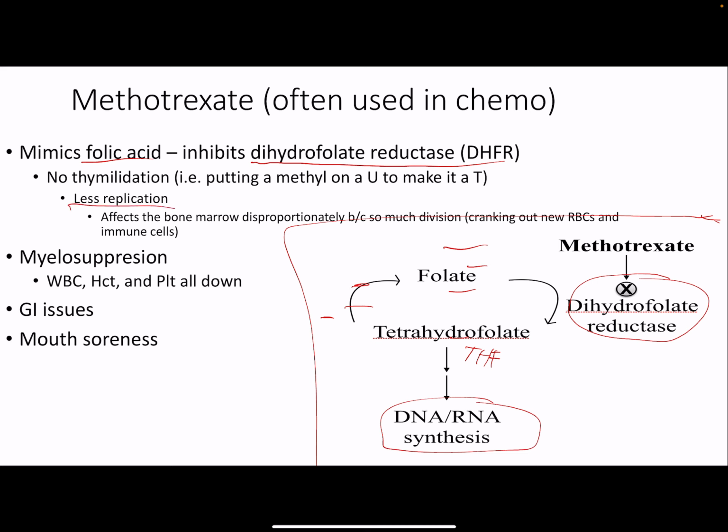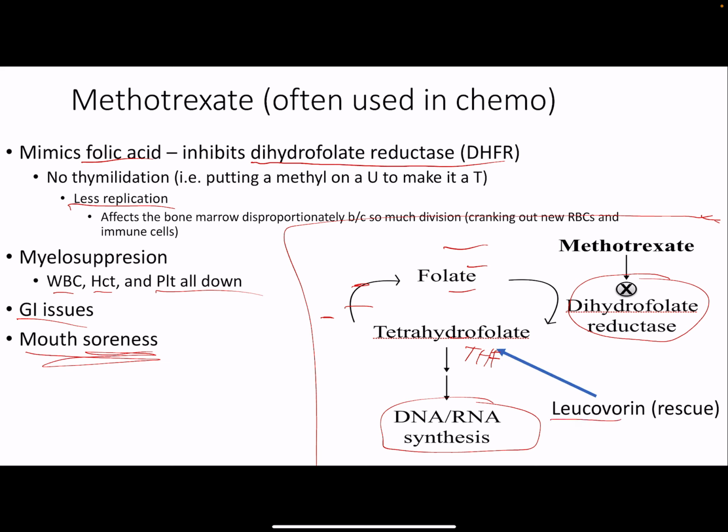Now, if you have less replication, again, who does this affect more? It affects cancer cells, yay. It also affects bone marrow cells, maybe yay, maybe not. Myelosuppression, so your white blood cell count, your hematocrit, that's your red blood cells, your platelet count, all of these will be down. And also your GI also replicates a lot. So this will cause GI issues. Probably most of these chemotherapy drugs will. And then randomly your mouth, I guess there's a lot of division in your mouth cells. This also causes that to be sore.